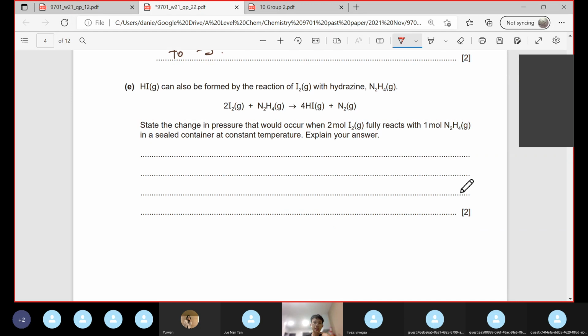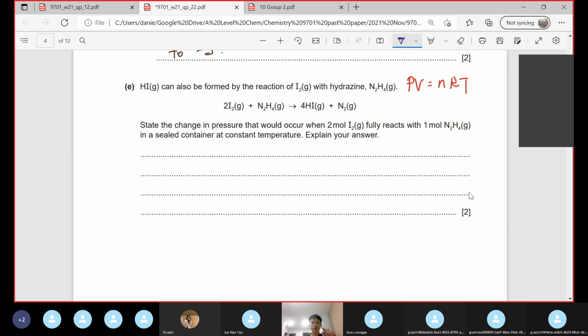Okay, then E. This is actually testing the concept of your ideal gas law. We know that the ideal gas law is PV equal to nRT, right? PV equal to nRT. Okay, if you look at the question, let us go through together.